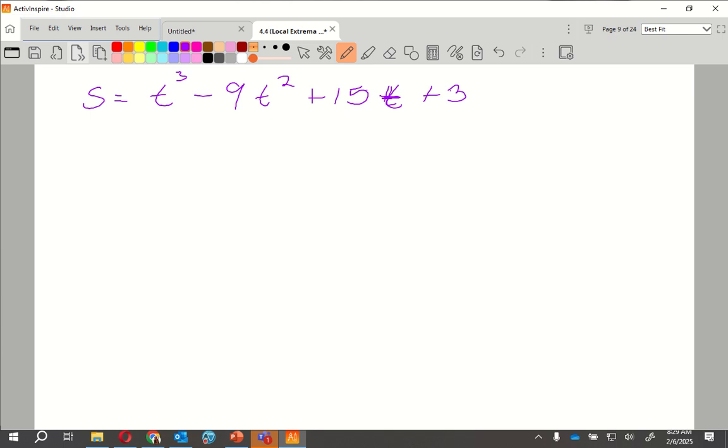Alright, so first thing I'm going to do, let's go ahead and find my derivative. So if I'm calling it s, wouldn't that just be s prime? s prime is 3t squared minus 18t plus 15.